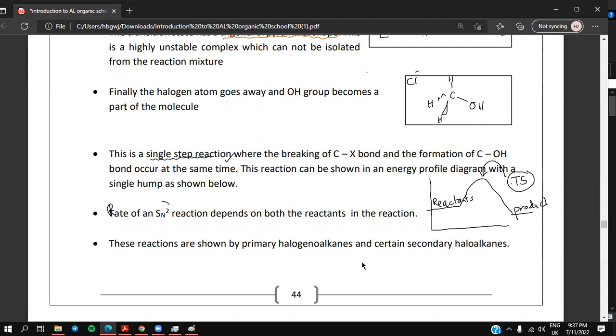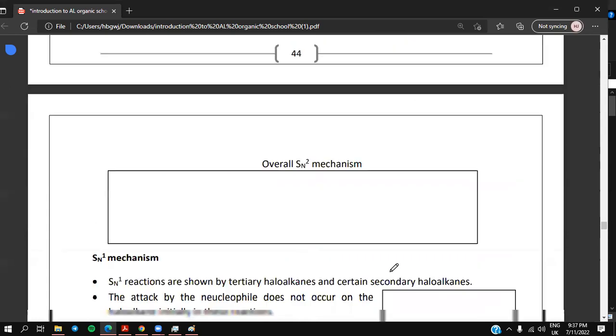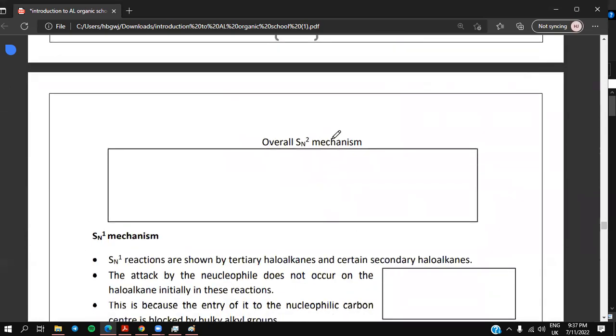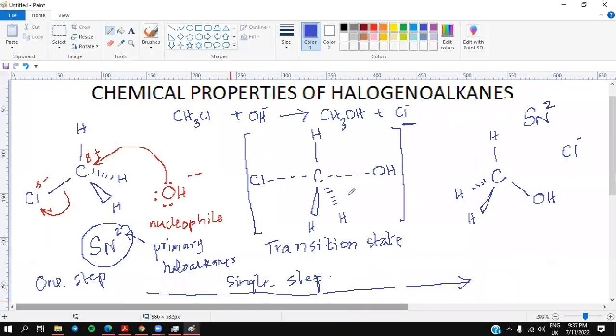The rate of an Sn2 reaction depends on both the reactants in the reaction. These reactions are shown by primary halogenoalkanes and certain secondary halogenoalkanes also. Basically, we will take the idea they are shown by primary halogenoalkanes. And then we have to write the overall Sn2 mechanism. In the box, we have to write the Sn2 mechanism. I don't have to draw it again because I have already done it.